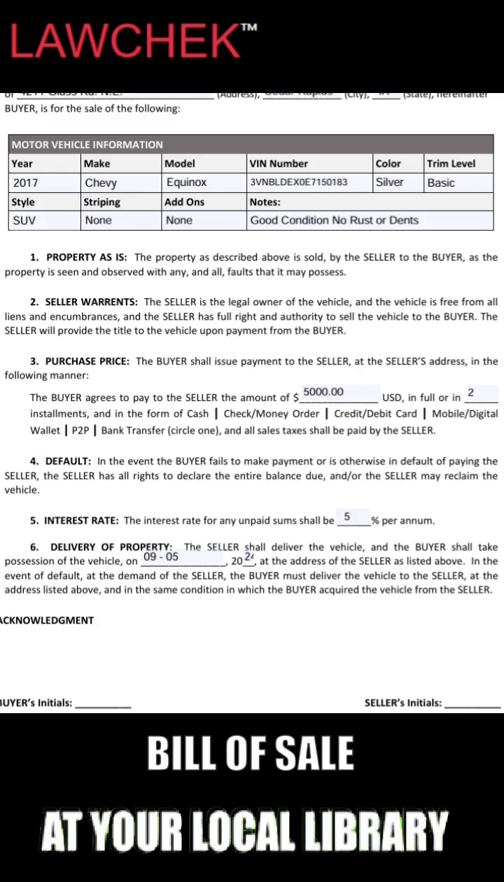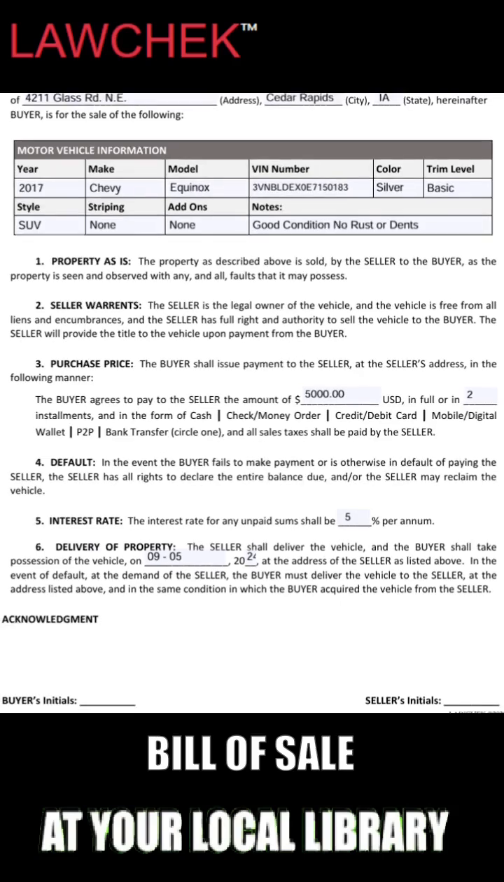Delivery of the property. This is important. The address that we filled in at the very top of this bill of sale is where the delivery of this property will take place. And we're going to put a date in here. There's an area called acknowledgement. Both the buyer and the seller need to initial this page.